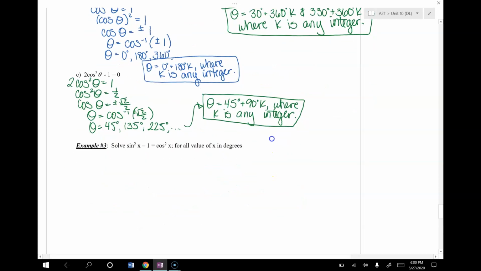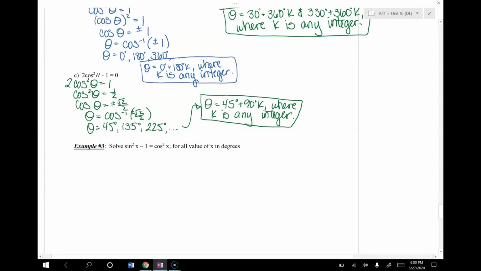Okay, alrighty. Now, example number 3, notice we have sine squared and cosine squared. I don't want to solve for 2 different trig functions. And it says for all values of x in degrees. Okay, so be careful of that. So I'm going to pick one to change. And I'm actually going to change cosine squared using the Pythagorean identity.